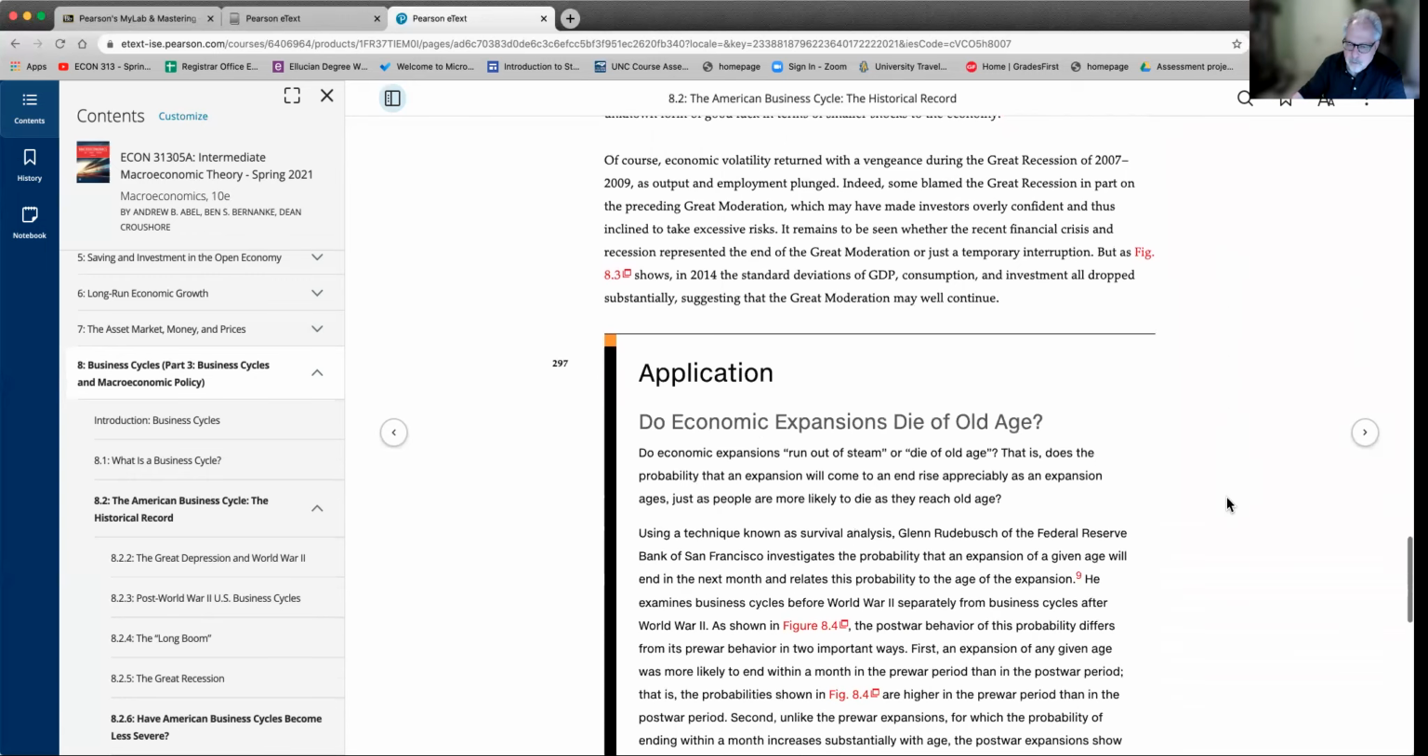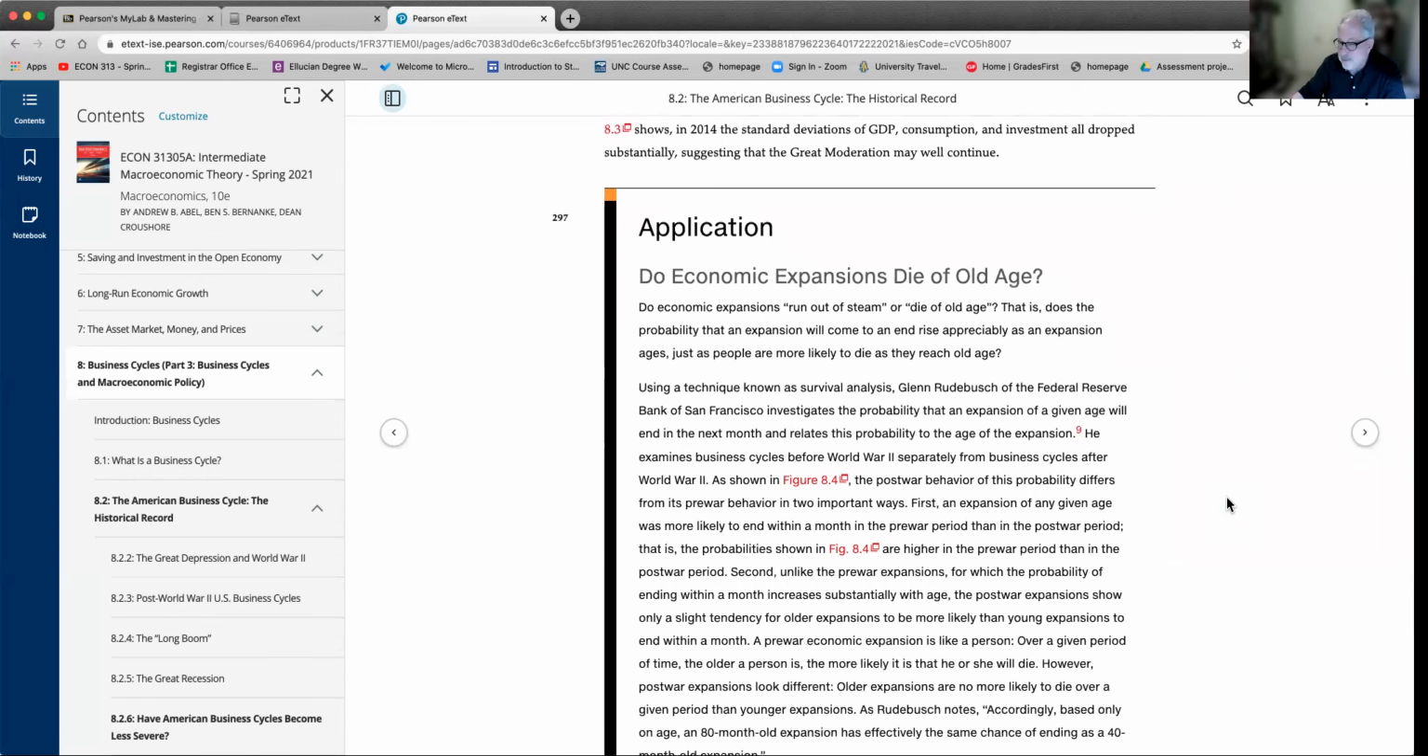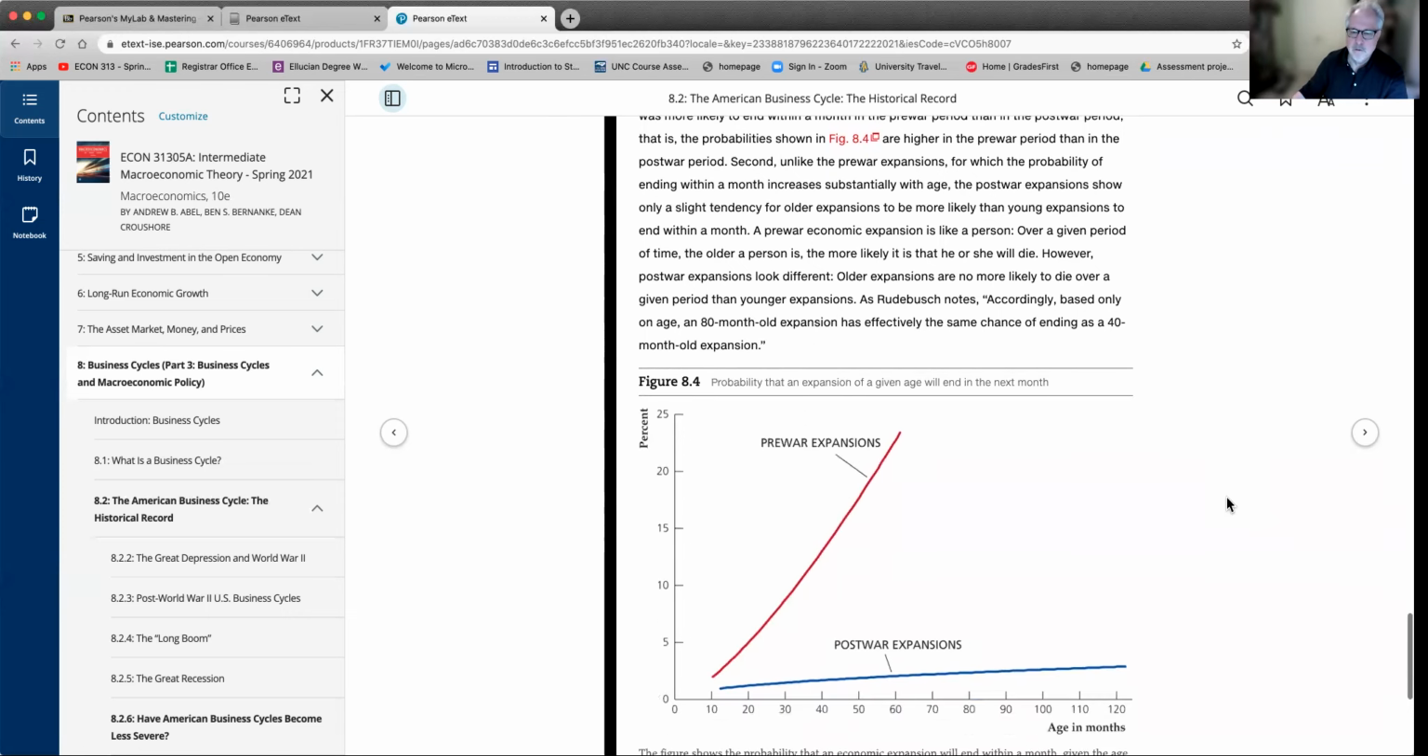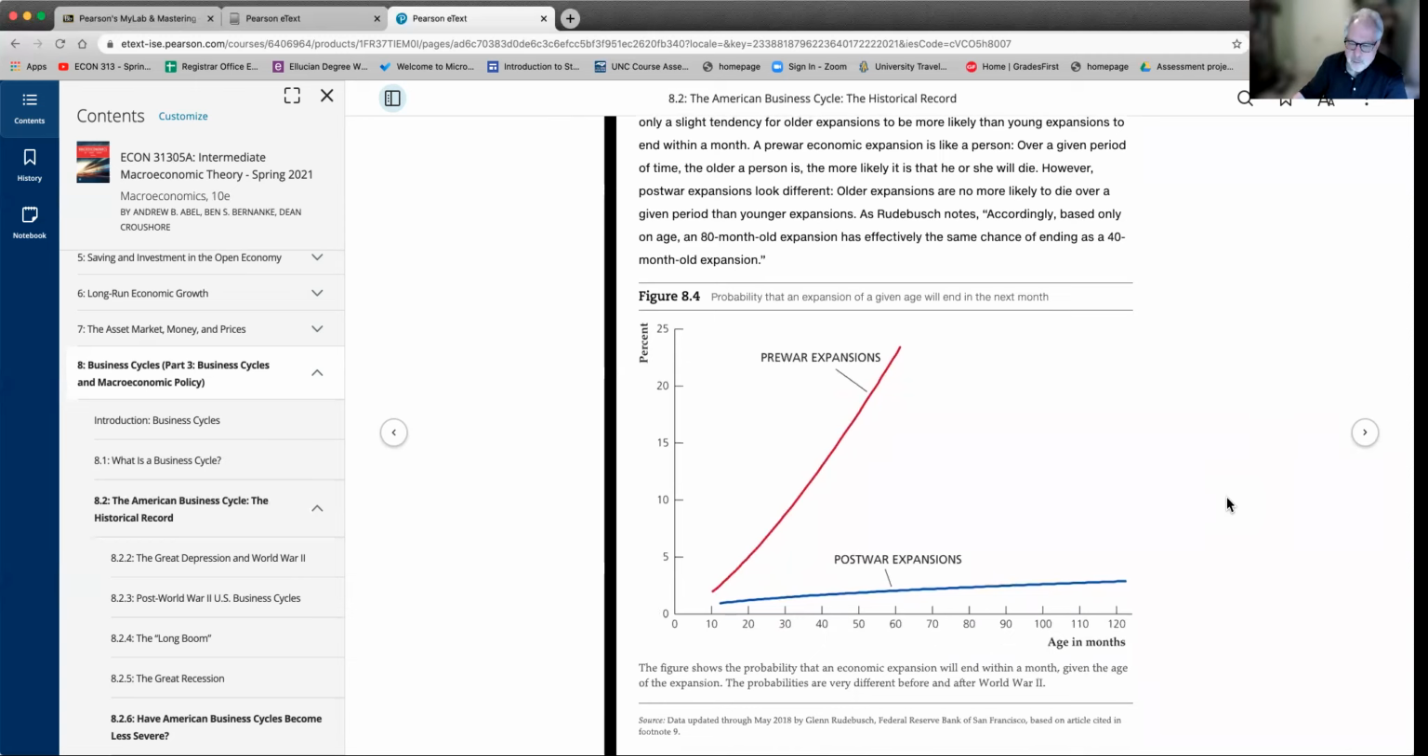So, interesting question: do economic expansions die of old age? When an economic expansion starts to go on and on and on, is there something that is likely to cause that expansion to end and for a new recession to start? So the answer is generally no to that. And again, you can see the time period matters here.